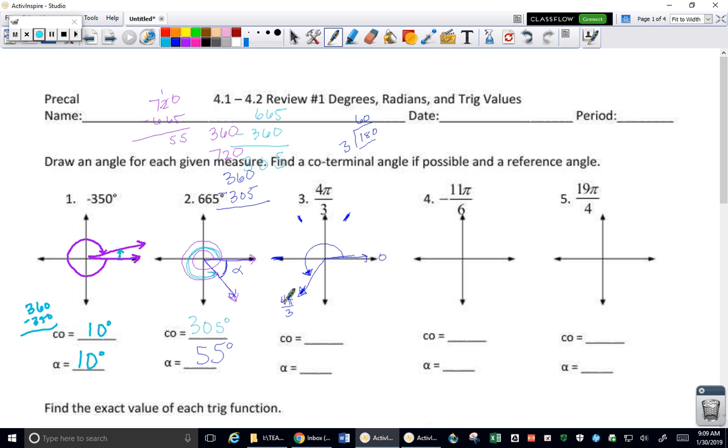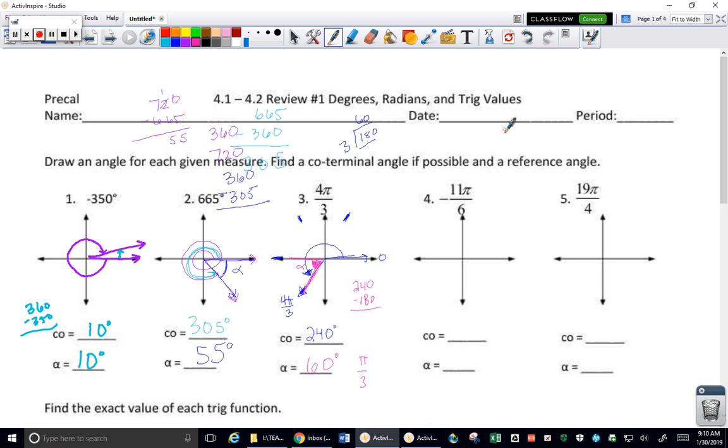So hopefully we can recognize we have converted, and 4 pi over 3 is going to be 240 degrees, because 60 plus 60 plus 60 plus 60 is 240 degrees. And the alpha, or your reference angle, is in the third quadrant formed with your negative x-axis. So we do 240 minus 180, because we've got to get back there. So the reference angle in this case would be 60 degrees, or pi over 3 if we were going to use the radian measure. 60 degrees is 1 pi divided by 3. 180 is pi. We're dividing that into thirds to get 60 degrees. So in the third quadrant, you take your coterminal angle and you subtract 180 to get the reference angle, the angle formed with the x-axis.